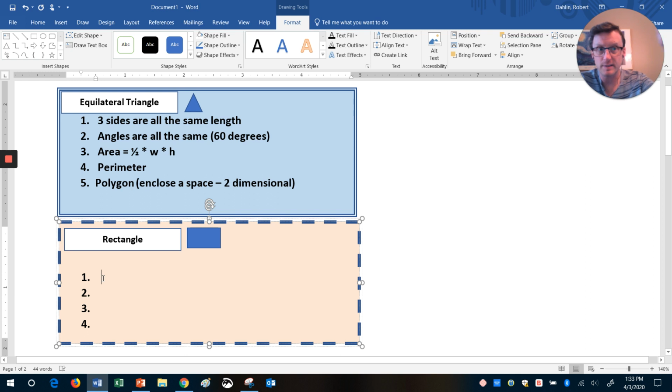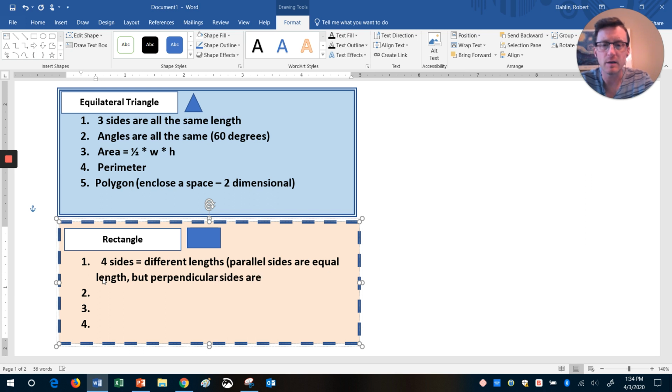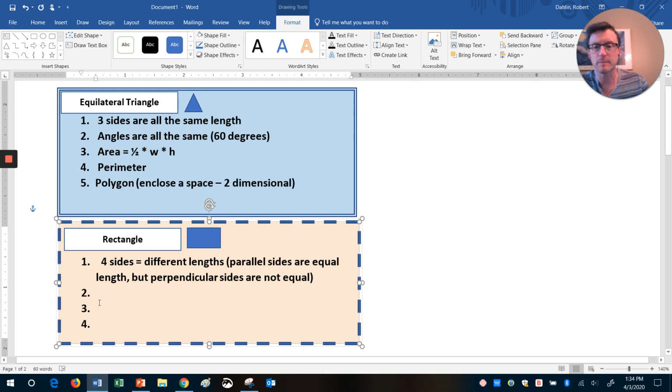Okay, so let's do the same thing for a rectangle. I'm going to follow the same order that I did for the triangle. So instead of having 3 sides, a rectangle has 4 sides, but they are not all the same. Okay, they have different lengths. In fact, parallel sides, meaning sides that line up, are equal length, but perpendicular sides are not equal. Again, perpendicular is like forming a right angle, so where the 2 lines meet. Okay, so perpendicular are not equal, parallels are.